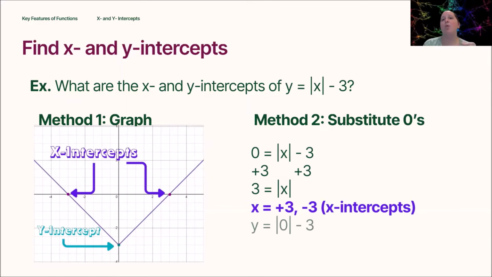Okay. For y, I do the same thing, except I put a 0 in for x. So y equals negative 3, my y-intercept. So my x-intercepts, again, are plus 3 and minus 3. They cross twice across that x-axis, while for my y-intercept, there's only one at negative 3.